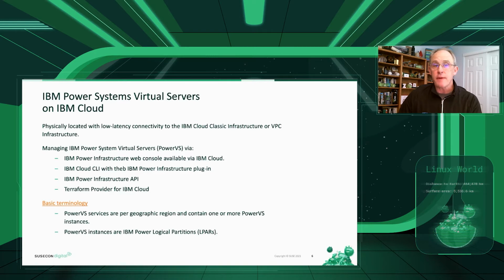There are several ways to interact and manage IBM Power Virtual Servers. We will review several of these in the coming slides. Some basic terminology is important to understand. Power VS services are per geographic region and data center. One Power VS service in a region or data center can host multiple Power VS instances, which are also known as LPARs. So for example, you can have 2 Power Systems virtual server services, one in Dallas, Texas, and another in Washington, D.C. Each service can contain multiple Power VS instances.